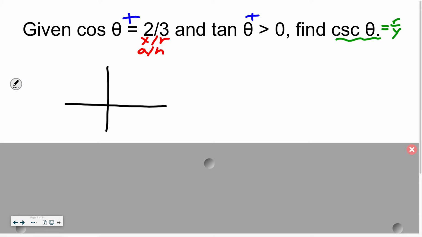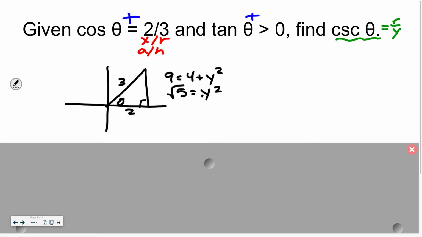If you're a visual person, then you can draw that triangle in quadrant 1. And whether you did A over H or X over R, you can label that. And you can find the missing side. Okay. Here I might go back to regular old Pythagorean theorem, right? 9 equals 4 plus, let's say, y squared. So 5 equals y squared.